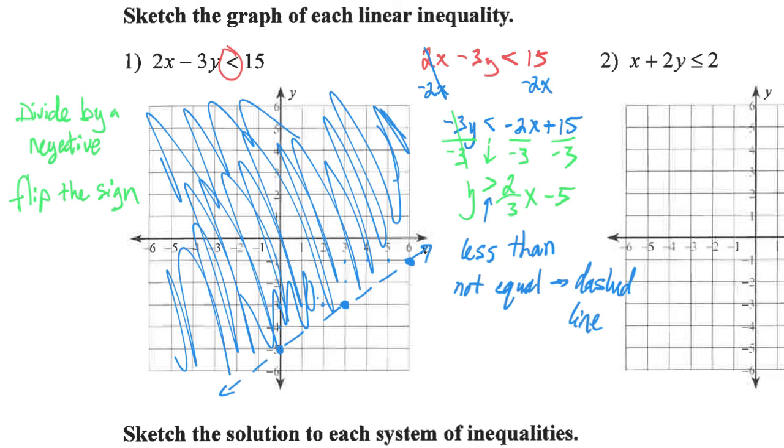Okay? So if it's greater than, you shade above. If it's less than, you shade below. If it's not equal to, it's dashed. If it's equal to, then it's solid.